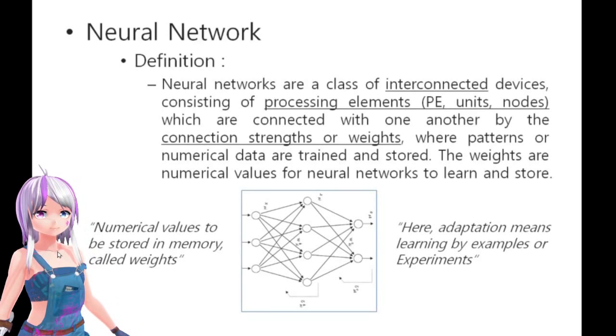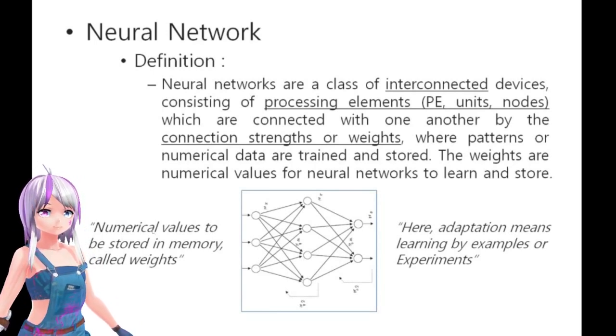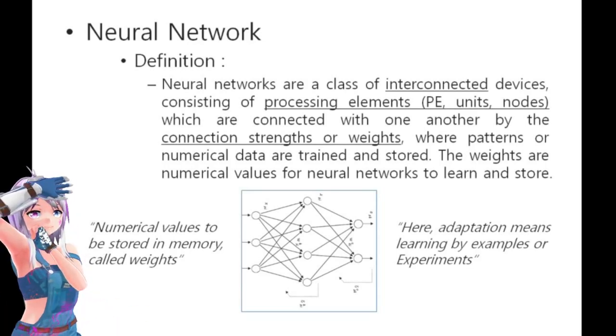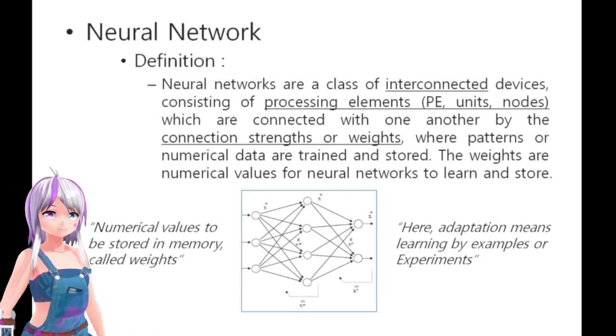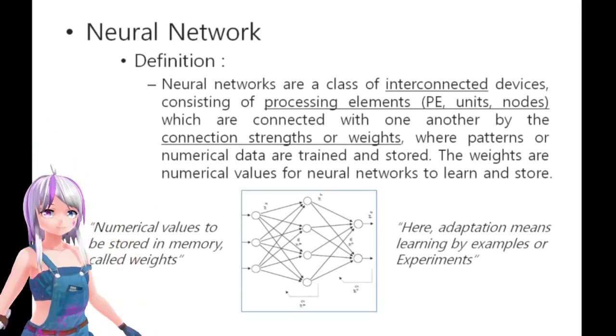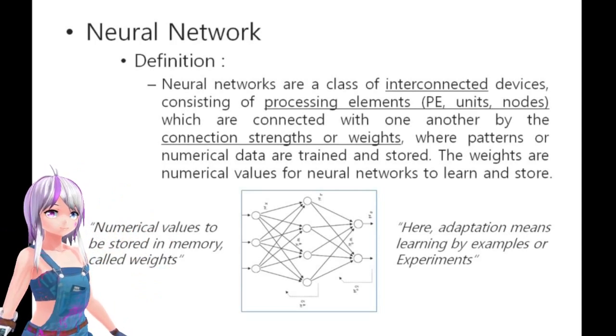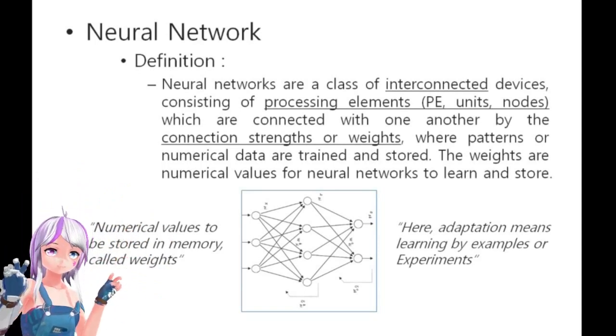Here, adaptation means learning by example or experiments. As we learn, we find the appropriate solution. In order to find the appropriate solution, we change the weights W_ij, or W_kj, etc., in order to come up with this intelligent solution.